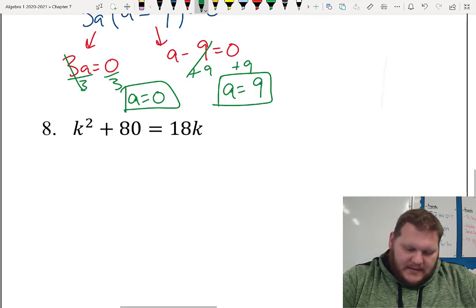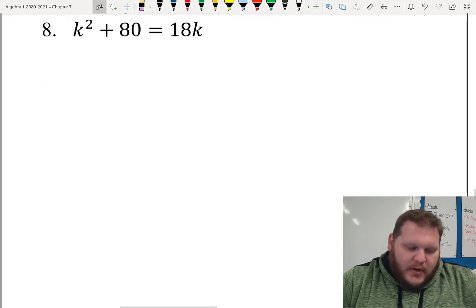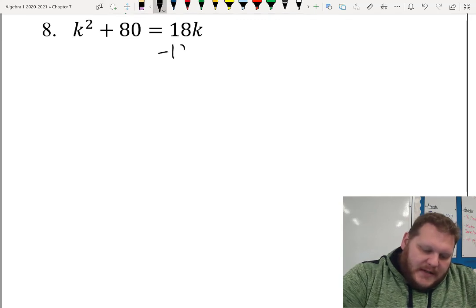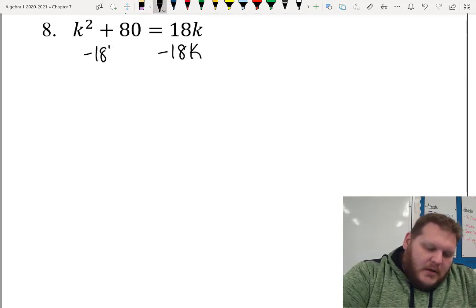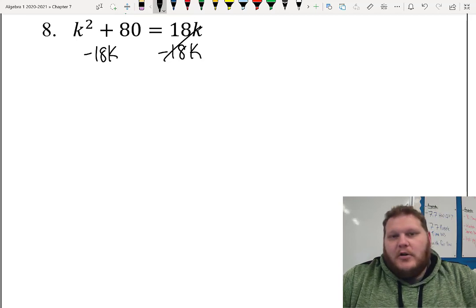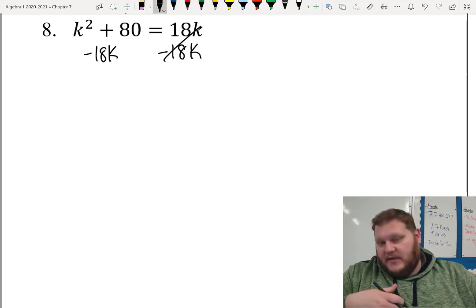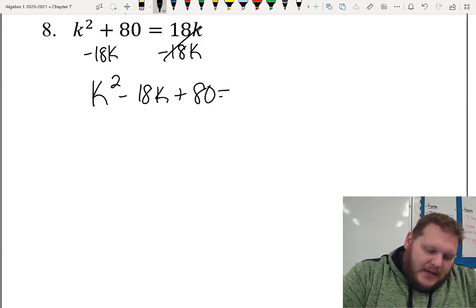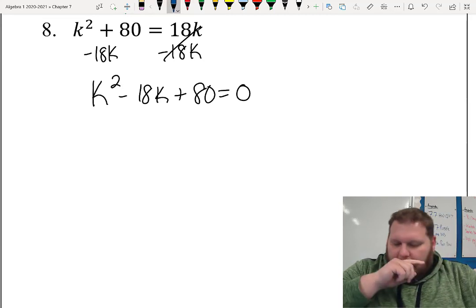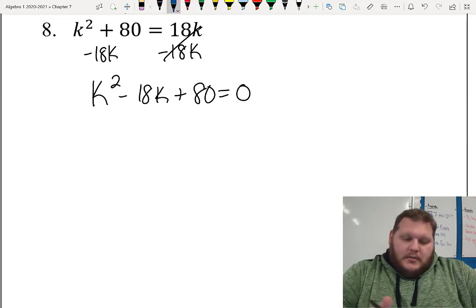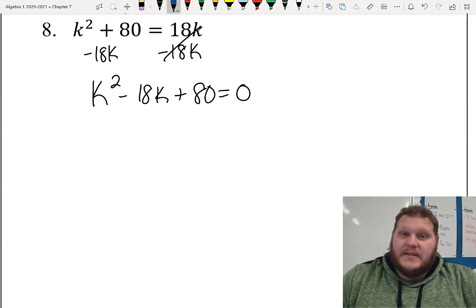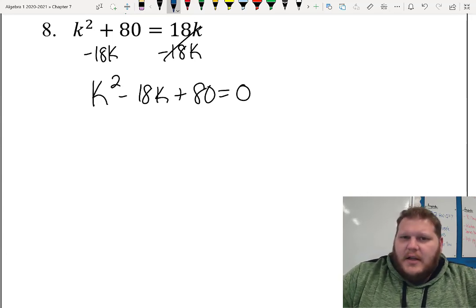Last but not least, number 8, k squared plus 80 equals 18k. Once again, we're starting with something that's not all together. So we're going to have to move that 18k over. Since it's positive 18k, we have to subtract it on both sides. So now I've got k squared minus 18k plus 80 equals 0. I have my choice here. I have k squared as my leading term. So if I wanted to use X box factoring, if you really like X box factoring, that's like old reliable.